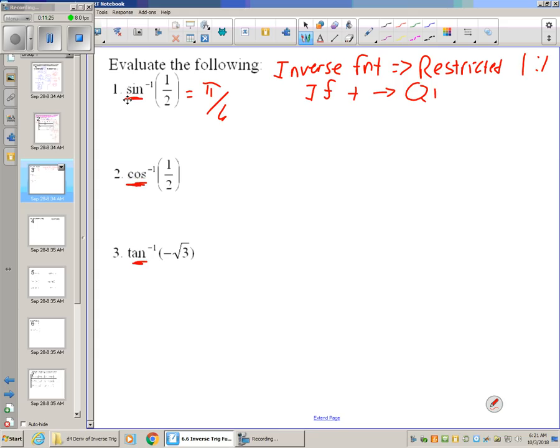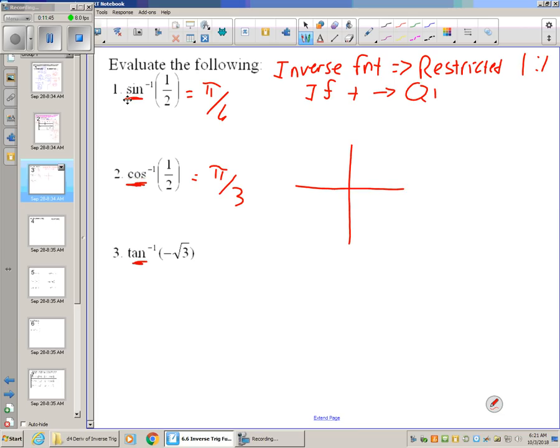Okay, same thing for cosine. The radian measurement that gives me a cosine value of 1/2, that's pi over 3. Now, tan inverse here is negative square root of 3. So that means I'm in quadrant 4. Okay. We kind of draw that out for a second.